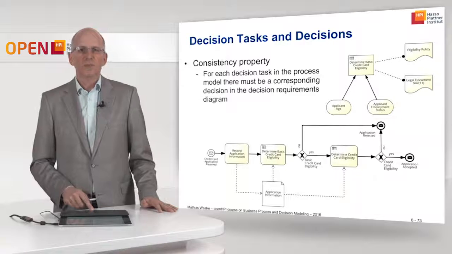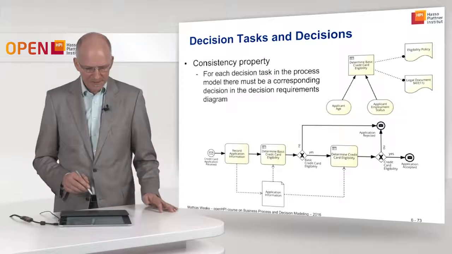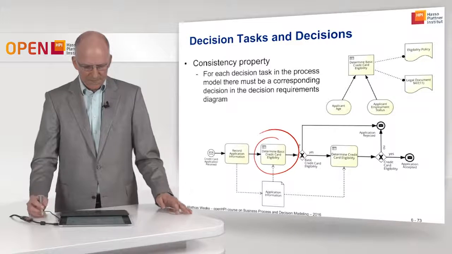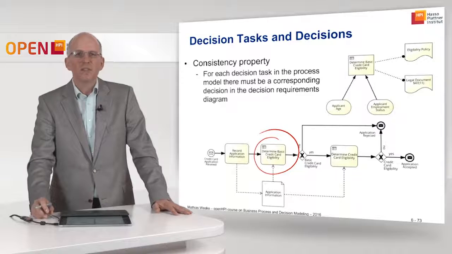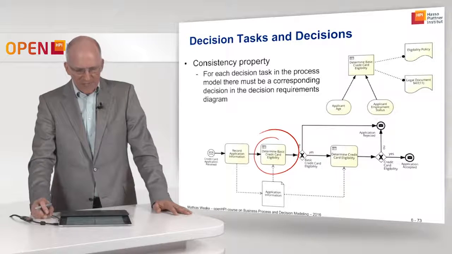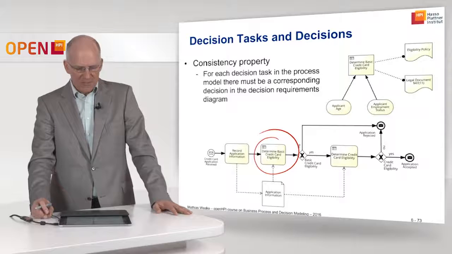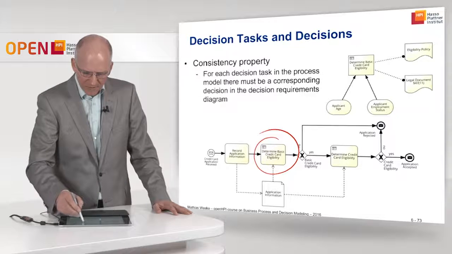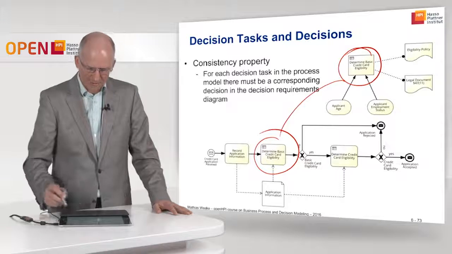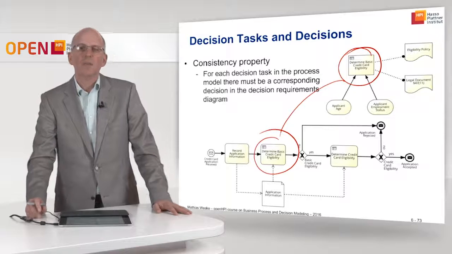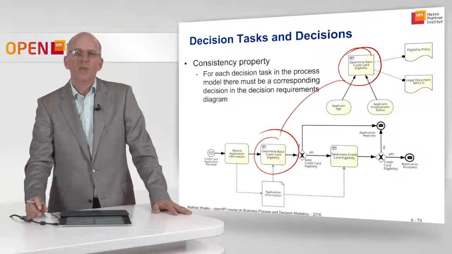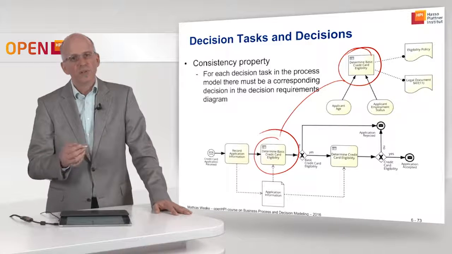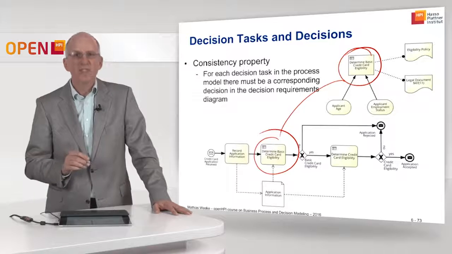And the consistency property here states that for each decision task in the process model, and here we have one, that is our determine basic credit card eligibility, there must be a corresponding decision in the decision requirements diagram. So here we have the decision requirements diagram, and this is exactly the same label, so we can conclude that there is a decision in the decision requirements diagram for a decision task in the process model.